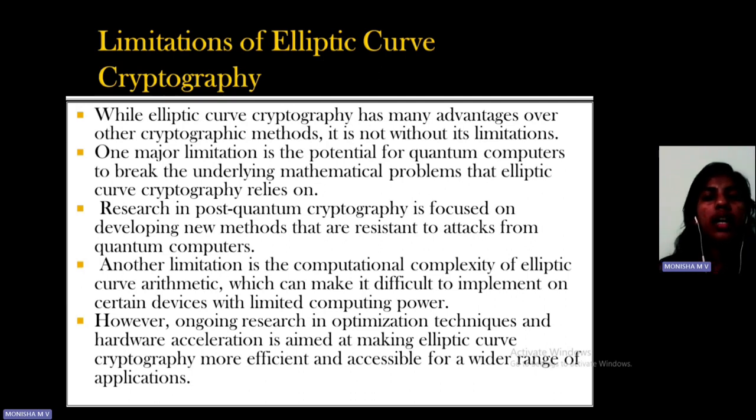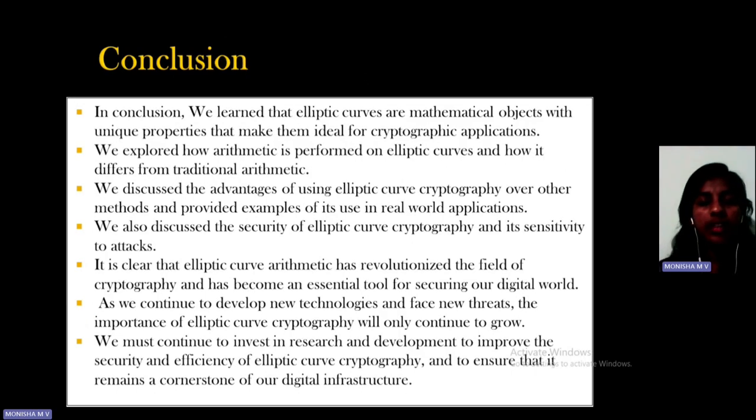This is all about elliptic curve arithmetic and cryptography. Now we come to the end of the session, the conclusion. What we have learned in this session is that elliptic curves are mathematical objects with unique properties that make them ideal for cryptographic applications. We explored how arithmetic is performed on the elliptic curve and how it differs from traditional arithmetic. We discussed the advantages of using elliptic curve cryptography over other methods and provided examples of its use in real-world applications. We also discussed the security of elliptic curve cryptography and its sensitivity to attacks.